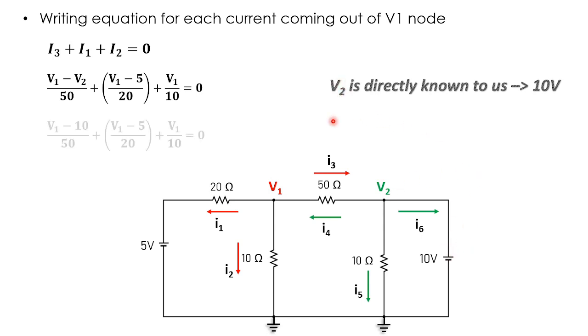Now after putting the value of V2, 10 volts, in this equation, V1 will come out as 2.64 volts. Okay, so this is how we can calculate the node voltage of any given circuit using the nodal analysis.